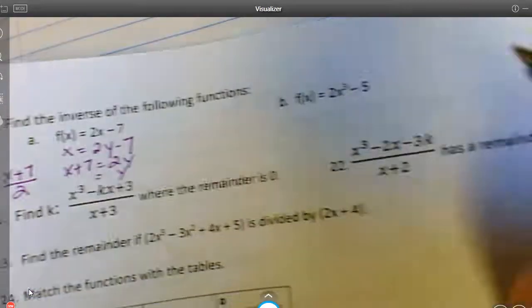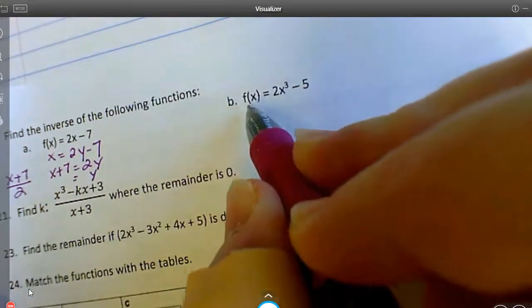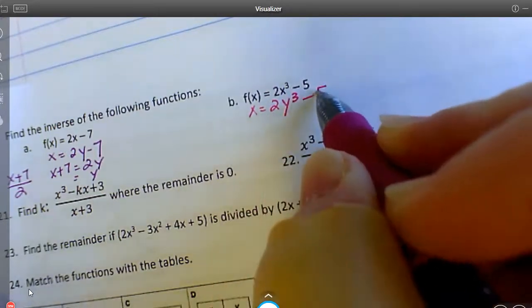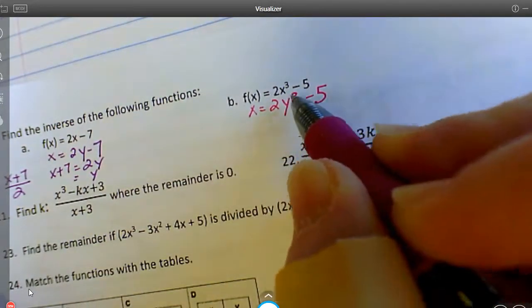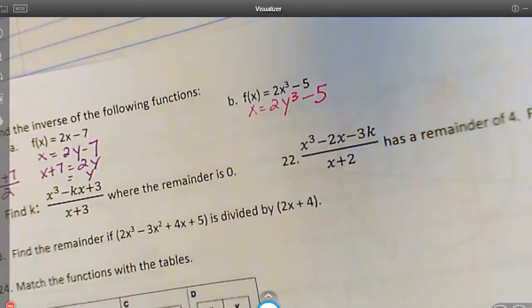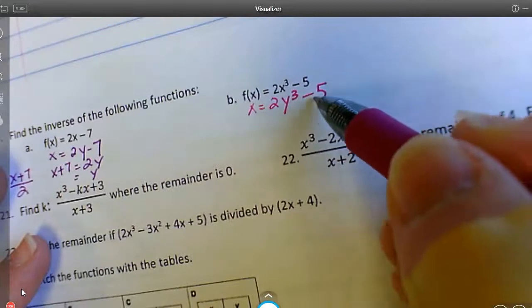Okay, in B, similar problem, f of x is y, so I'm going to make that x, and I'm going to make the x y. I want to get y by itself. Okay, so we're going to add 5.